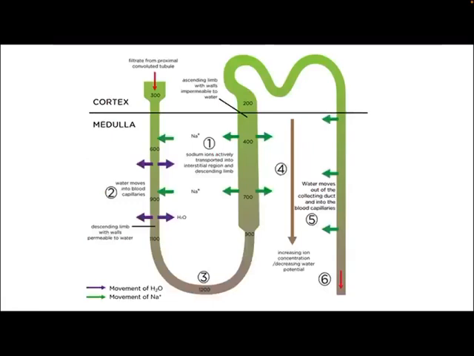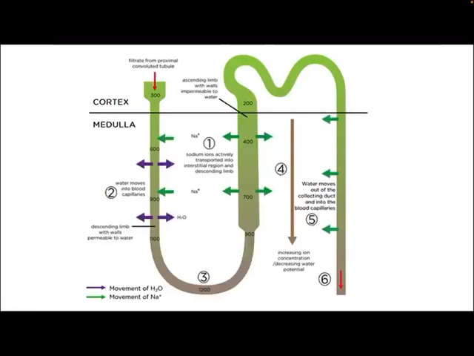Step 2, the descending limb. Water moves out by osmosis because the walls of the descending limb are permeable. So as it's losing water, the ions aren't leaving it, and you can see that the values increase as you move down the descending limb. So it's becoming more hypertonic near the bottom.